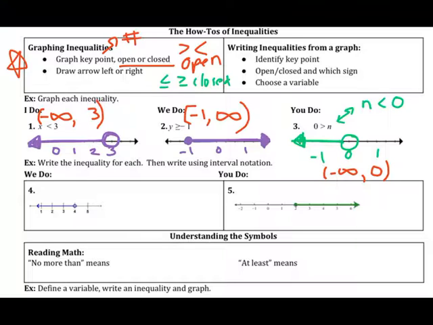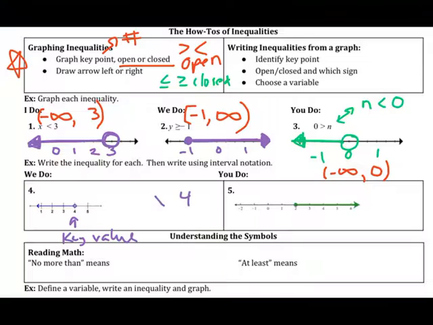The next thing we're going to talk about is how to write an inequality from a graph. So if you're given a graph, what do you do? Well, we're just going to work backwards through the things we just said. We're going to identify that key value. Depending on if the circle is open or closed, that's going to help us determine our sign. Then we're going to choose a variable. You can choose whatever variable you want unless the problem specifically tells you to use something. And write your inequality. So on number 4, my key value is the number 4.